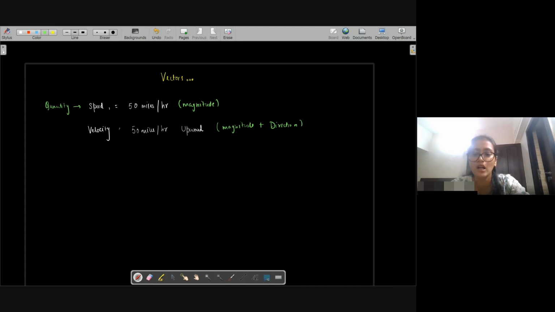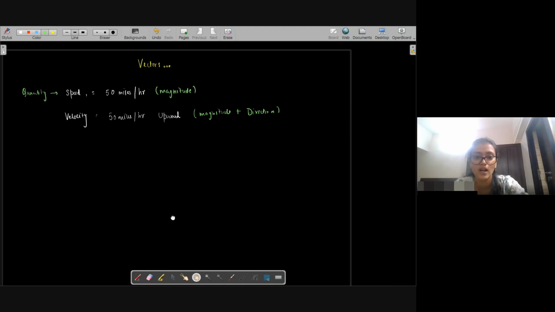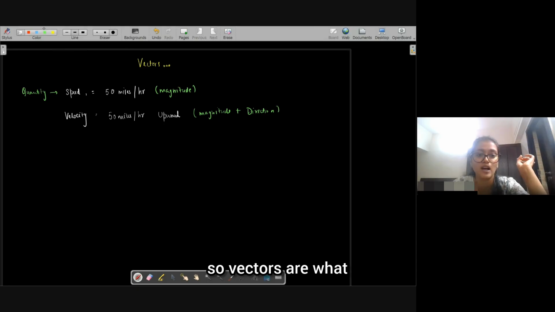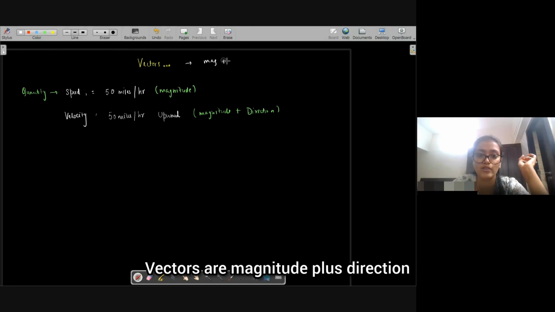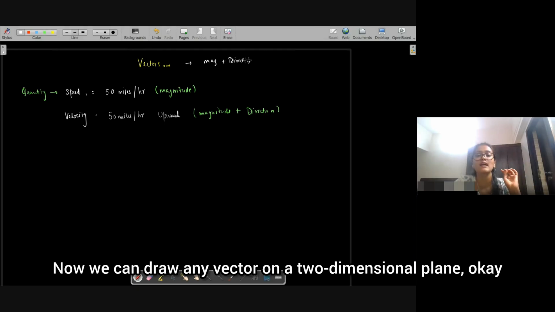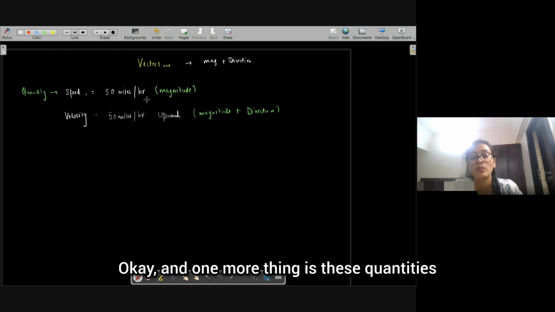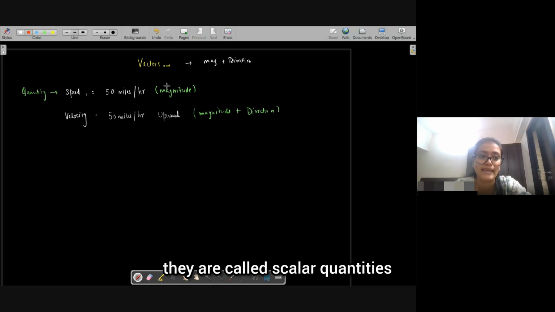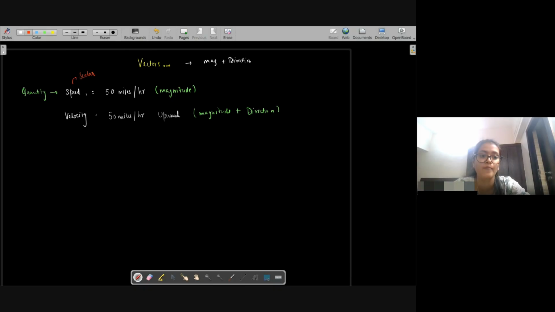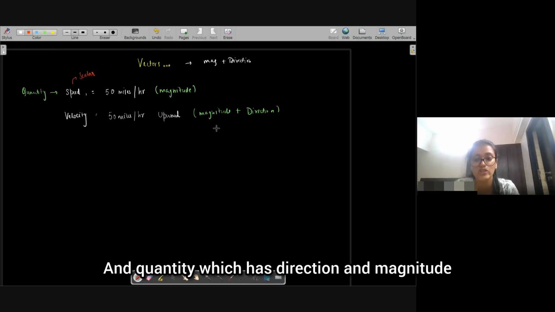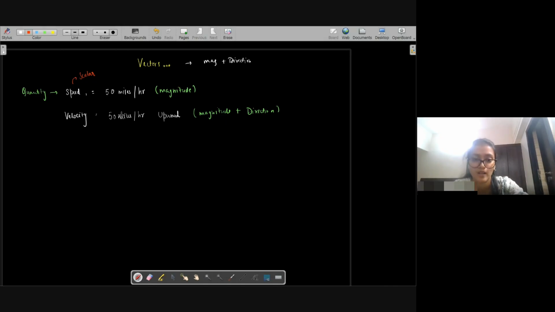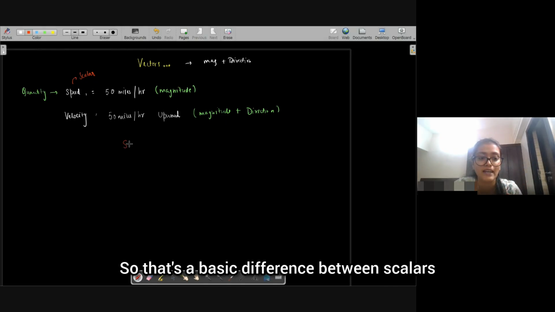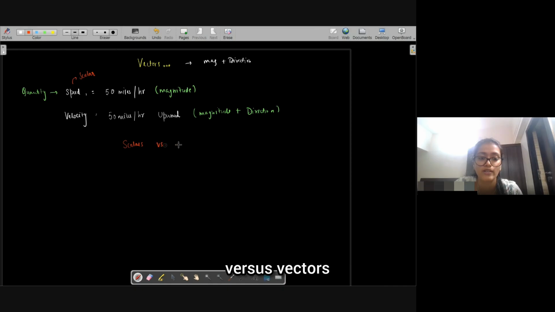So vectors are magnitude plus direction. Now we can draw any vector on a two-dimensional plane. One more thing: these quantities which do not have direction are called scalar quantities. So speed is a scalar quantity. And a quantity which has direction and magnitude is called a vector. So that's the basic difference between scalars versus vectors.